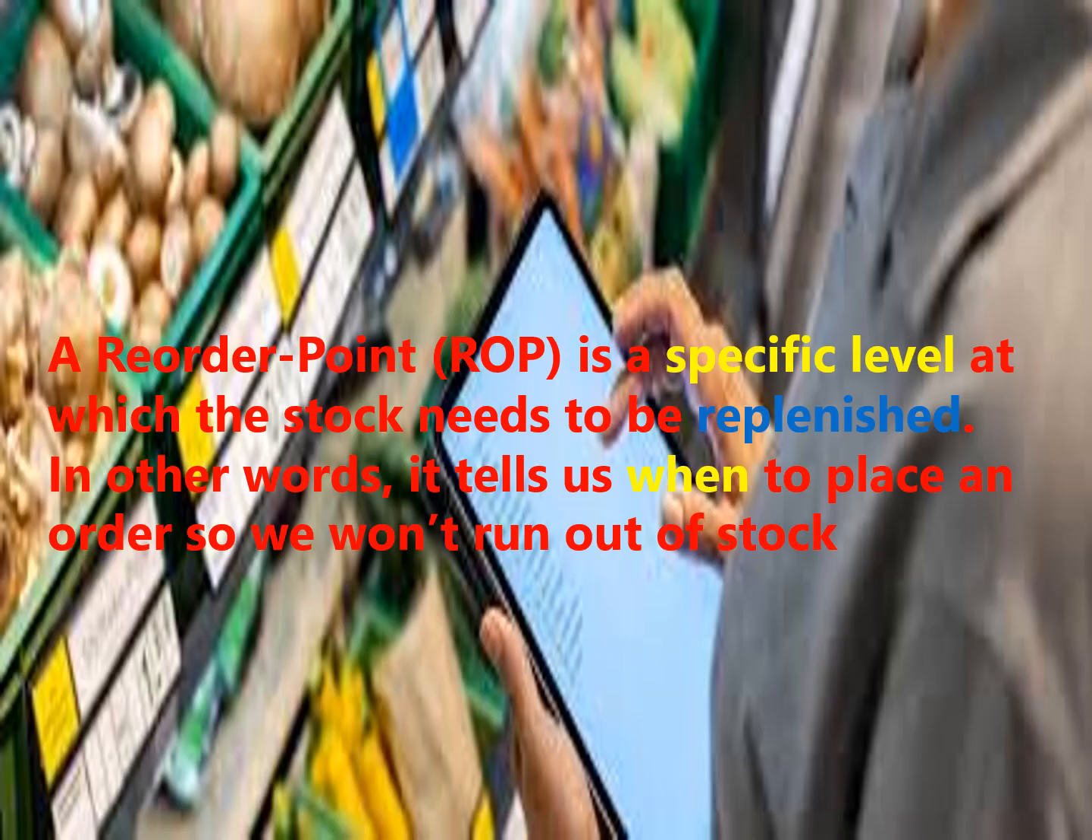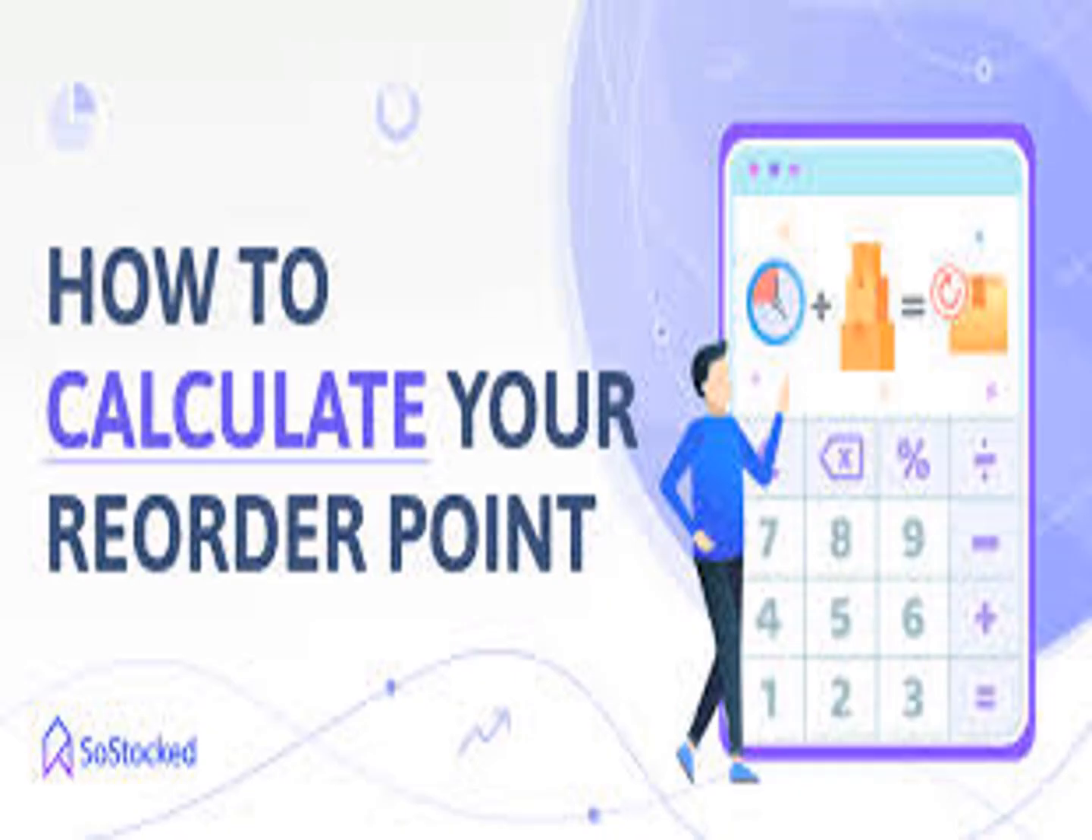So now let's first define what the reordering point is. It is a specific level at which our stock needs to be replenished. So in other words, it tells us when to place an order so we won't run out of stock. After defining the reordering point or level, let's see how we are going to calculate this reorder point.